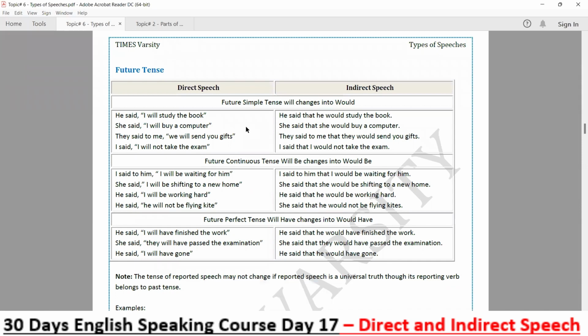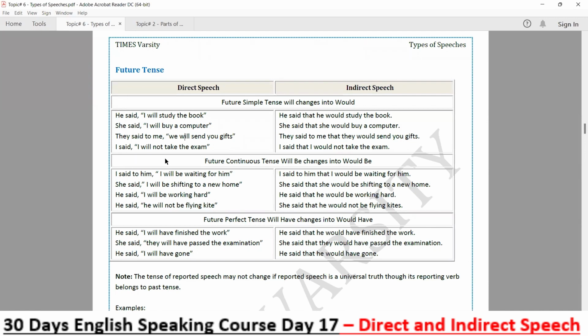Now let's look at some examples of future tenses. Direct speech: he said, "I will study the book." In indirect speech, he said that he would study the book. So instead of will, would is used here. She said, "I will buy a computer." She said that she would buy a computer. Instead of will, would is used in indirect speech, the form of the helping verb.